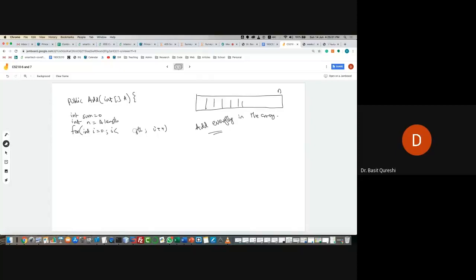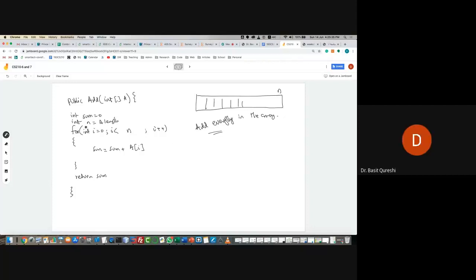Why is this important? Let's put n over here. And here I'm simply going to say sum equals sum plus a of I. Or sum plus equals. And I'm simply returning the sum. So that's my program. Now let's try to figure out what's the runtime for this program. How can we do it? We can take each part and turn it into a big O notation.